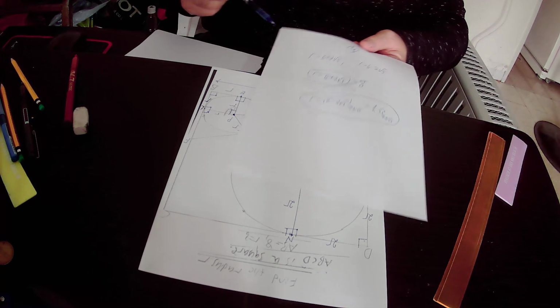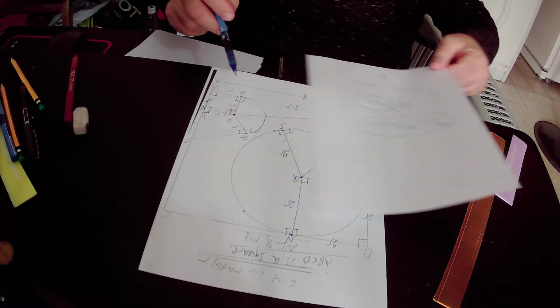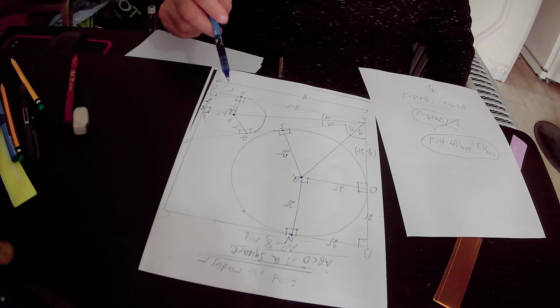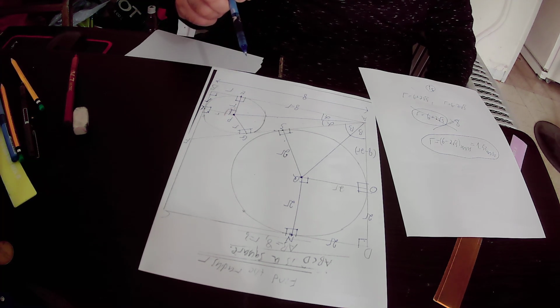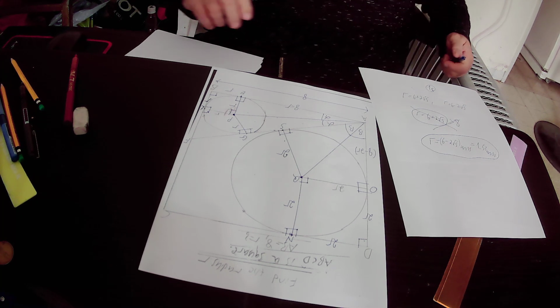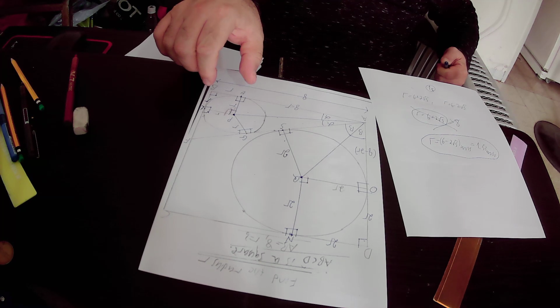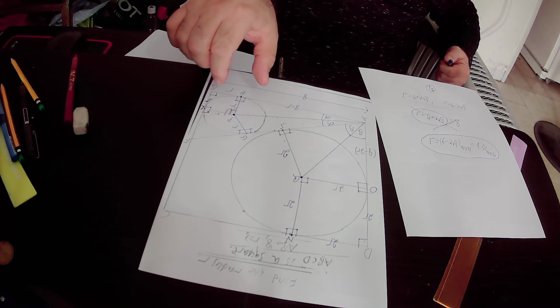Therefore, the only answer left is that the radius of this small circle equals 6 minus 2 root 5 units, or in terms of numbers, 1.53 units. I will repeat again: the radius of this small circle equals 6 minus 2 root 5 units, or 1.53 units.